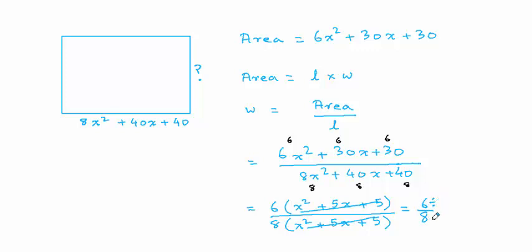Divide the numerator and the denominator with the greatest common factor, which is 2, and therefore the final answer is 3 on the top, 4 on the bottom. Therefore the width of this rectangle is 3/4 units.